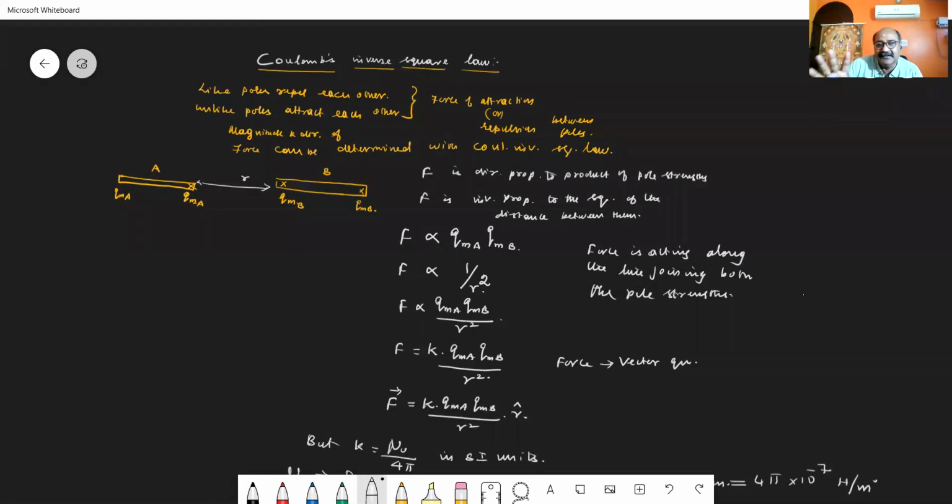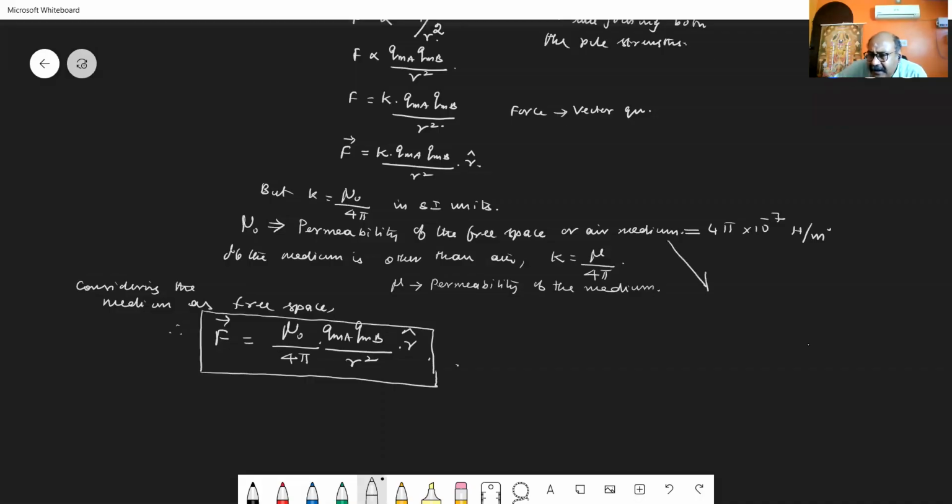This was not practicable because monopole strength is not possible. That is the reason why whenever we take this Coulomb's inverse square law in magnetism, we take it as two magnetic dipoles or two bar magnets. We won't consider a single magnetic pole strength. Hope you have understood what I have told here.